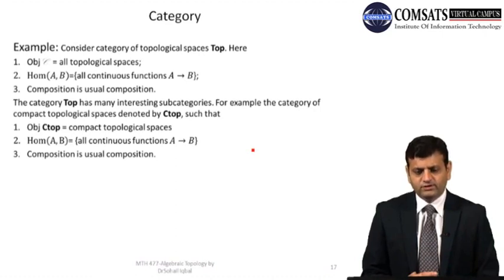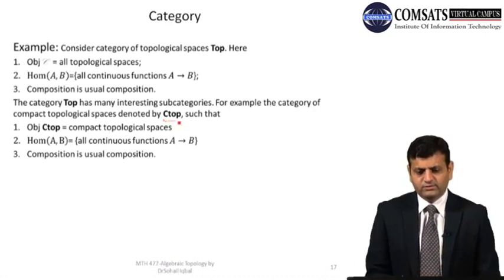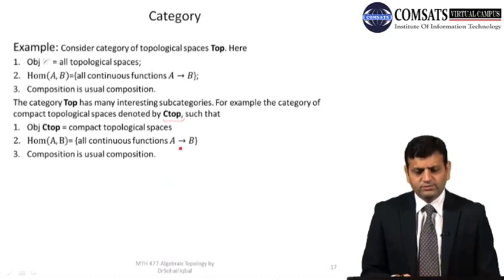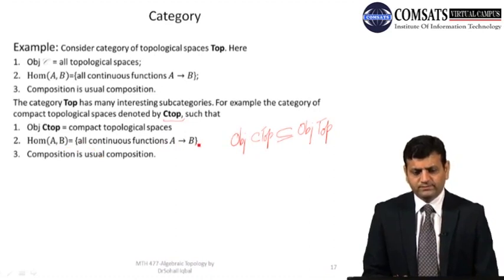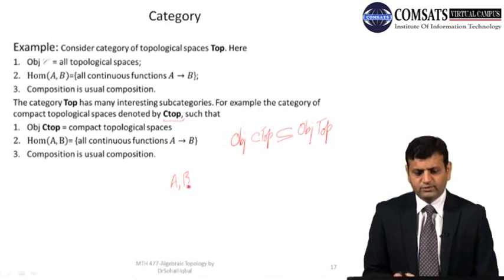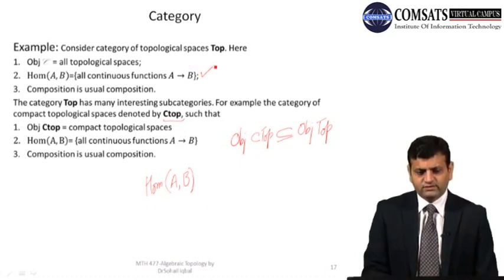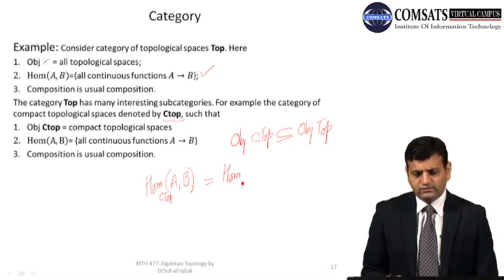So the category Top has many interesting subcategories. For example, the category of compact topological spaces, denoted by CTop. This notation CTop is not a very standard notation. Of course every compact topological space is also a topological space, so we can observe that the objects of CTop are a subset of the objects of Top, the objects of the category of topological spaces. Similarly, hom A to B is all continuous functions from A to B. If we have a compact topological space, then it is also a topological space, and if I have two compact topological spaces, then they are also topological spaces, and the hom set between them is the same. So the hom set between A and B in the category CTop is equal to the hom set in the category Top from A to B.